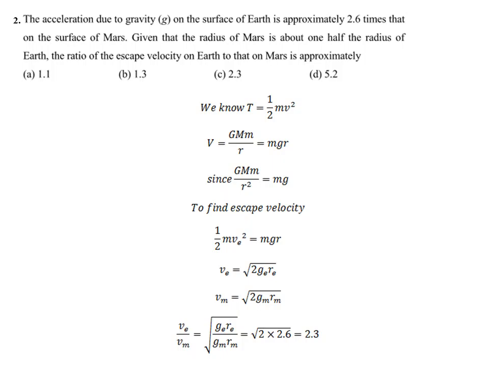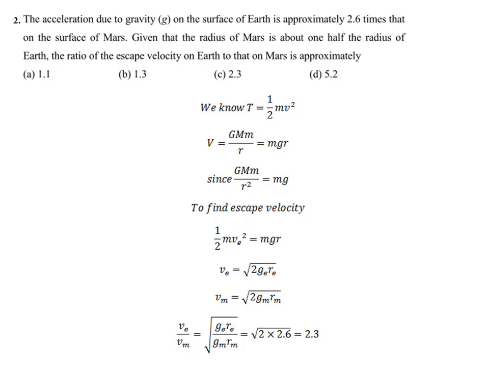One is for kinetic energy, half mv square, and another is potential energy, GMm by R, equal to mgR. So escape velocity is that velocity in which the kinetic energy balances with the potential energy of attraction due to Earth. So half mv square is equal to mgR. So we get escape velocity V is equal to root of 2gR.